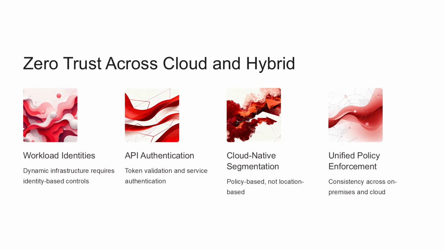Zero trust must extend to workload identities, API authentication, token validation, cloud-native segmentation, role-based access controls. In hybrid environments, you must ensure consistency. Identity policies should apply regardless of whether the application resides on premises or in the cloud. Logging standards should remain centralized. Risk evaluation should be unified. Zero trust is not location-based, it is policy-based. Architecturally, you must ensure that policy enforcement is consistent across environments.